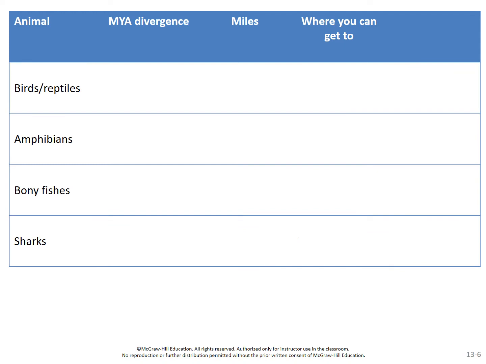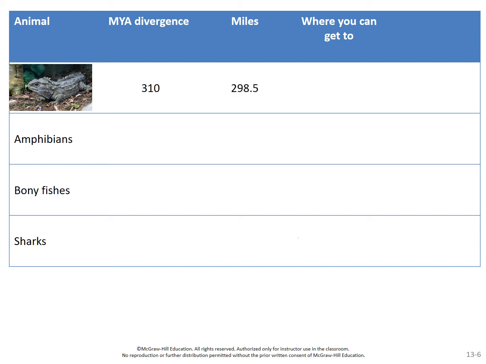Okay, the next thing that we're going to take a look at is our divergence point from birds and reptiles. So birds are an offshoot of reptiles, so the divergence point between us and them would be essentially the same. And so there's a little reptile, and our divergence is 310 million years ago. Now that stacks up to about 298.5 miles worth of pennies.